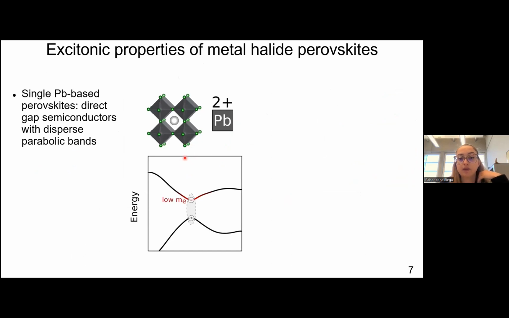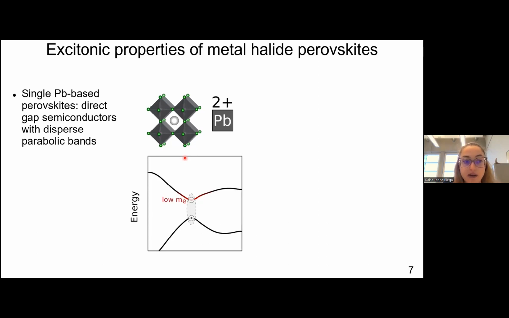Now we want to characterize more these excitons that we see, and not only in one double perovskite, but in the entire family of double perovskites. But in order to do that, we start from what we know and what is out there in literature, and that's the lead-based perovskites.